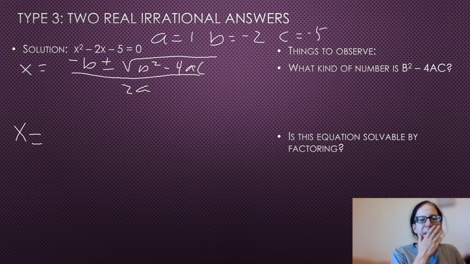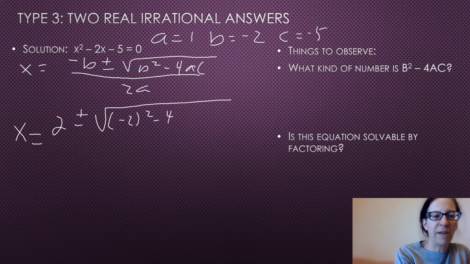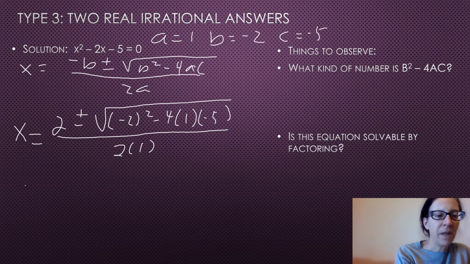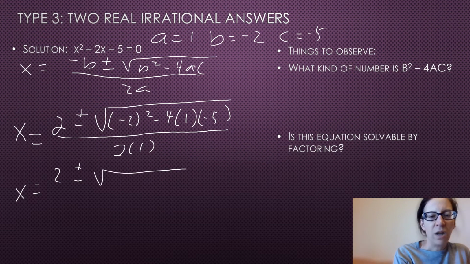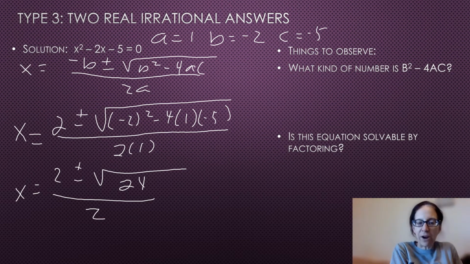So the opposite of b in this problem is -2, so the opposite of -2 is +2. Underneath here, we're going to have -2 all squared minus 4 times 1 times -5 all over 2 times 1. And let's see, what do we have there? We have 4 plus 20, which would be 24 over 2. And I believe we did this one in the last lesson, and I said you could leave it right there.